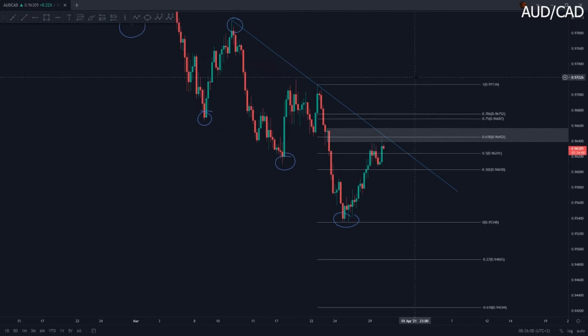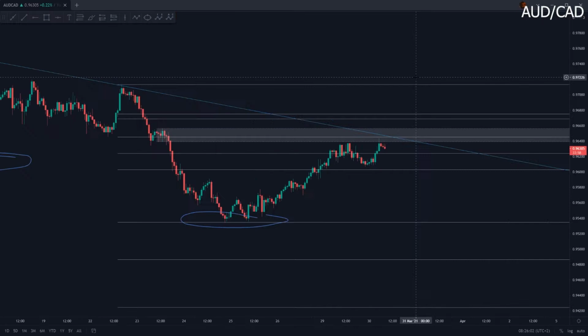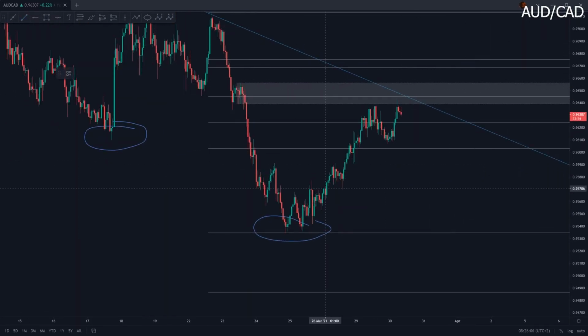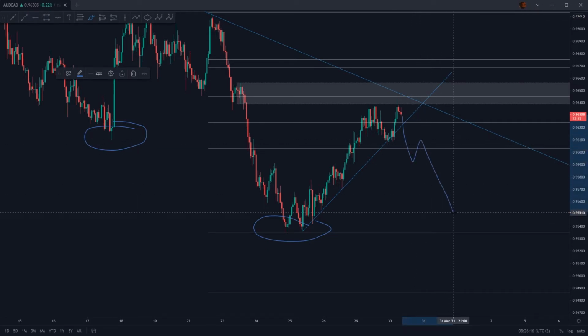If we go down to the lower time frame and have a look at the 1 hour, what can we then see? Well, we have this short-term ascending trend line. It's more of a structure line in my opinion. And all we need is a nice break of the structure line, retest, and then further downside continuation.